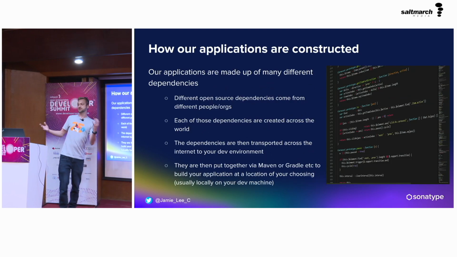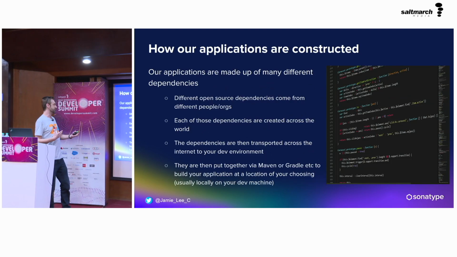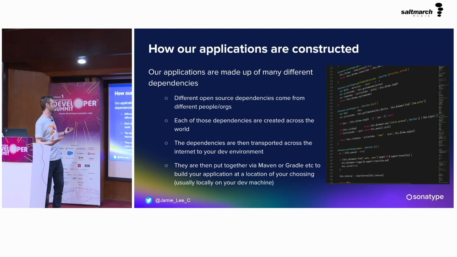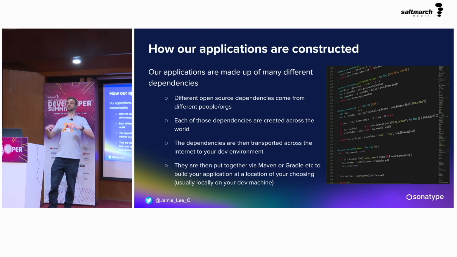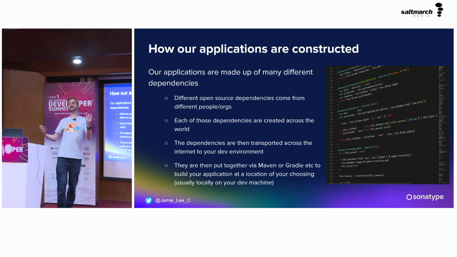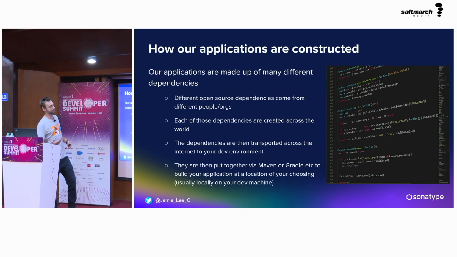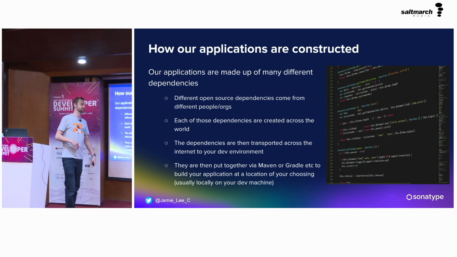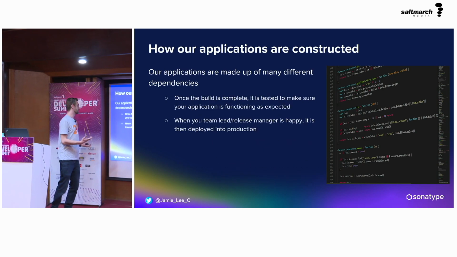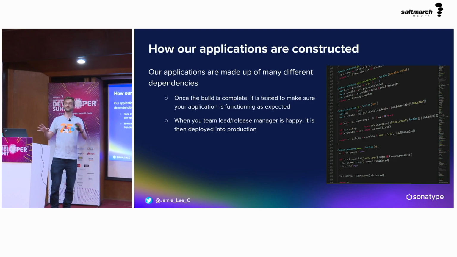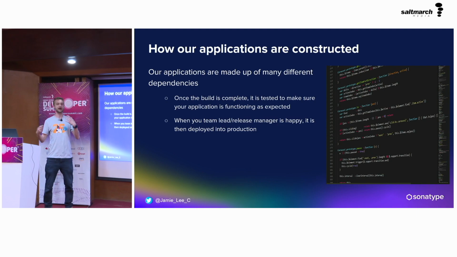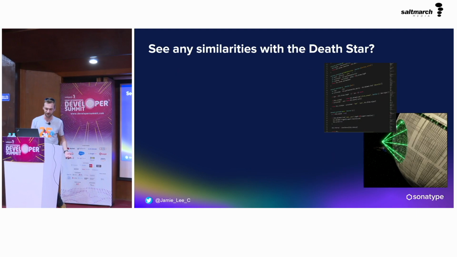So how do we build applications nowadays? These applications are made up of lots of open source dependencies, which come from all over the world, right? These dependencies are transported across the world to development environments, and then we put them together. If you're in the Java world, you might use Maven or Gradle, and we'll put them together and build your application. Then we'll test our application. Hopefully you're not building applications that destroy planets. Please don't do that. But we'll test our application, and then when our team lead is happy, we'll put it into production.